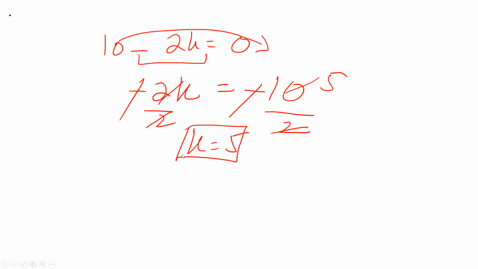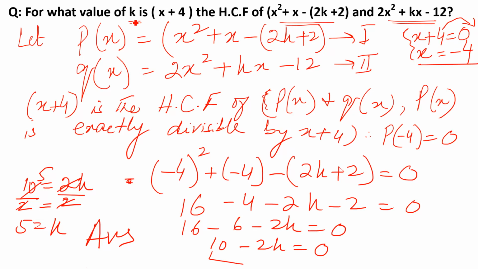And this was the question. So simple. Find the value of k. It is x plus 4. If it is positive, make it negative. If it is negative, make it positive. Wherever in this expression you find x, just put minus 4. In this way you will find the value of k.